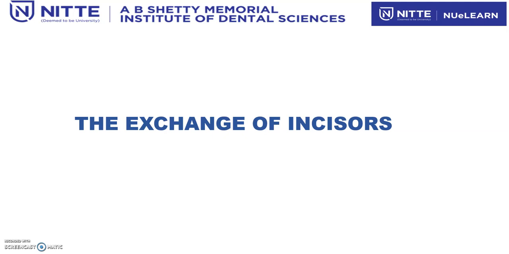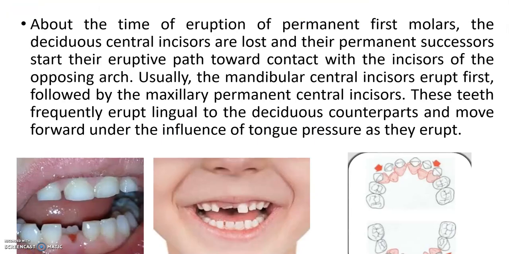Today's topic of discussion is the exchange of incisors. The exchange of incisors occurs in the first transitional period of mixed dentition. About the time of eruption of the permanent first molar, the deciduous central incisors are lost and their permanent successors start their eruptive path towards contact with the incisors of the opposing arch.